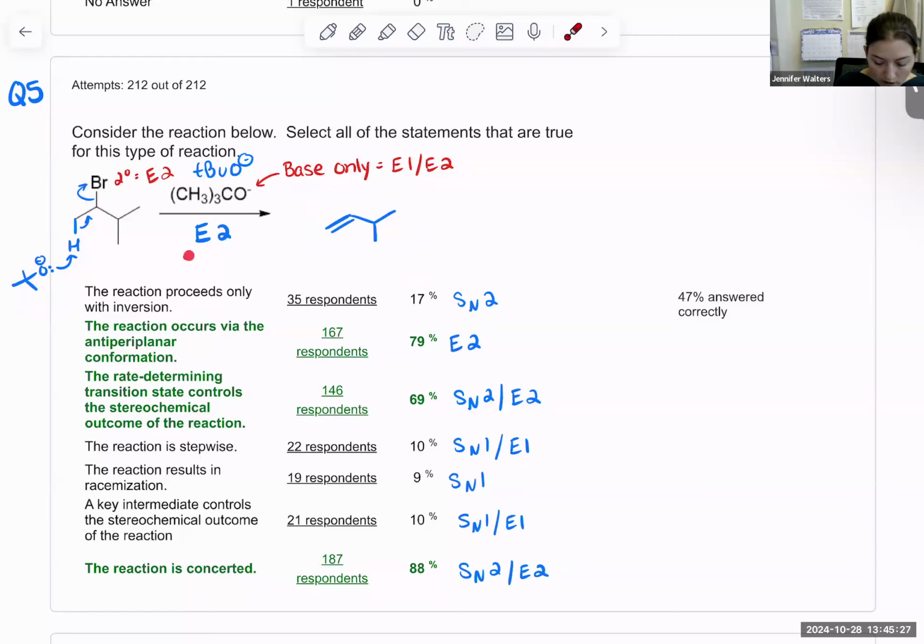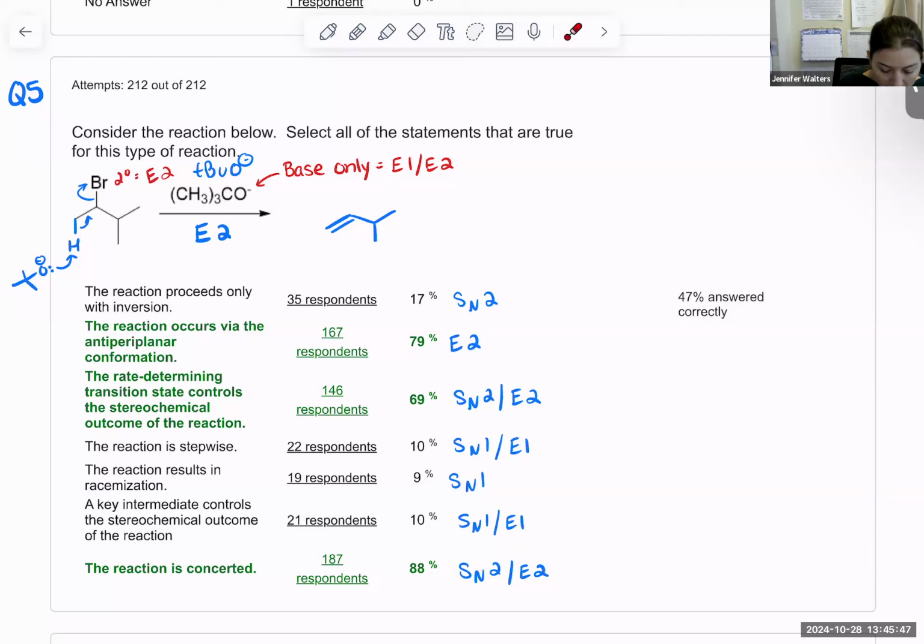All right, so we're going to look for all statements that are true for an E2 reaction with a bulky base. So the reaction proceeds only with inversion? No, inversion is SN2. This is definitely not doing SN2. It's a base only. It will never act as a nucleophile. The reaction occurs via antiperiplanar conformation. That is true for every E2 reaction.